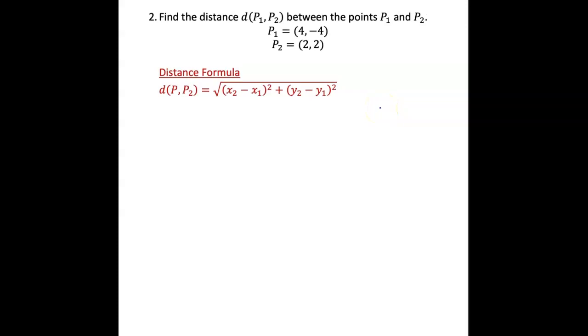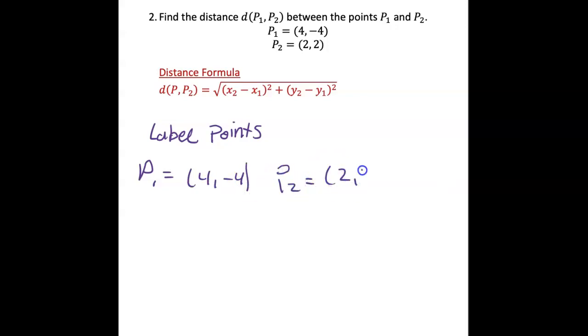Okay, we have another example asking us to find the distance between the 2 points. Again, the first thing I need to do is know my formula. The second thing I need to do is label my points, that way I don't make a mistake. So I'm going to go ahead and do that. And then P2 equals 2, comma 2.